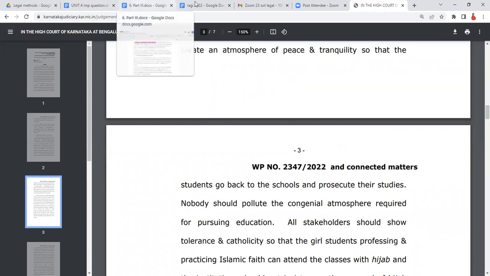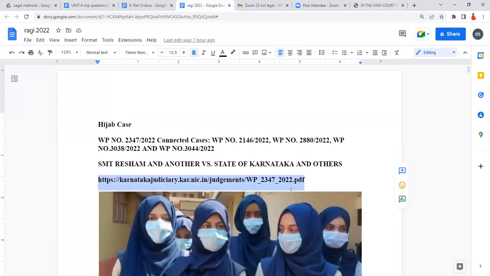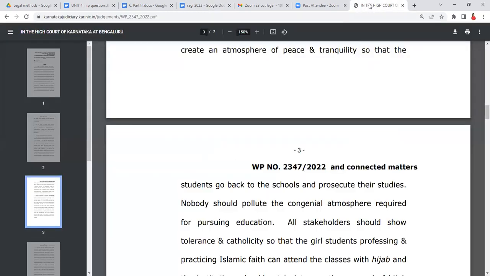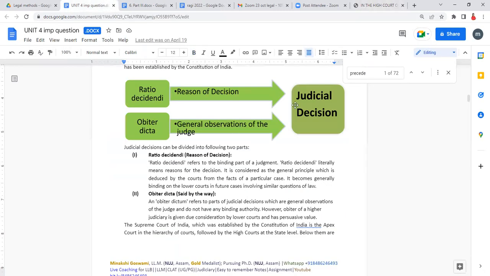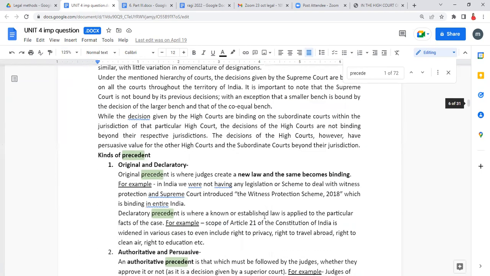Reason for the decision, as in why this certain decision was given. Why was the hijab ban allowed? Why was it thought that it is not a violation of the right to religion? It is fine if there is a restriction on wearing hijab in the classroom. That will be based on different laws, different provisions. A lot of things would be taken into consideration. Along with that, certain general observations may also be made by the judges. So this part is very important, which becomes binding. And when we say it becomes binding, on which court? Whose judgment is binding? That is also very important.